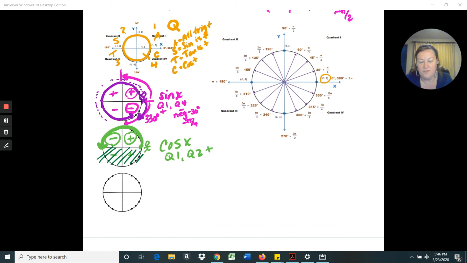Okay. All right. And then our last one, let's do tangent. So tangent of x. All tangent is positive here. Students, so only sine is positive here. That's a negative. Tangent's positive here. Calculus means cosine is the only thing positive here. So tangent is positive here, so we have a negative right here.